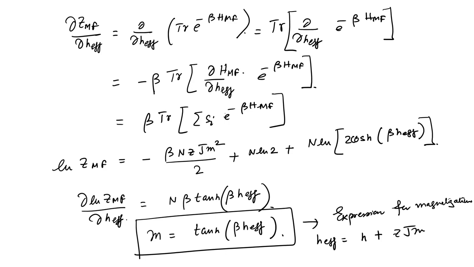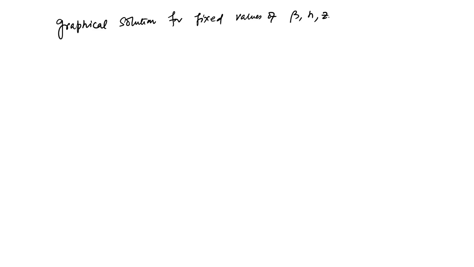And this is what we will do. Instead of doing it numerically, we will do a graphical solution, and let me sketch out the graphical solution for some particular values, for fixed values of beta, H, z and J.